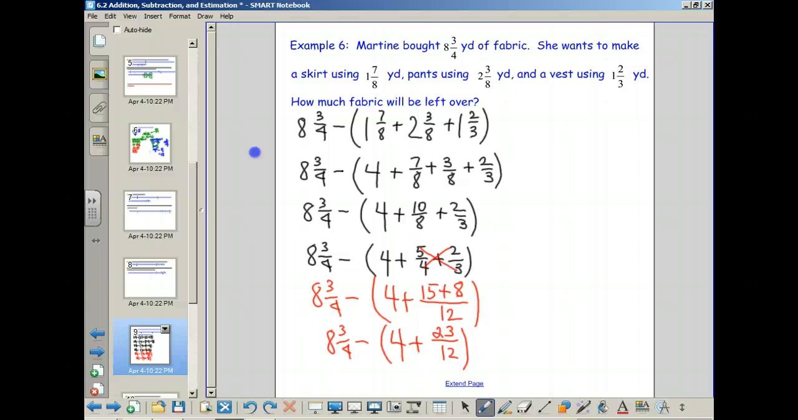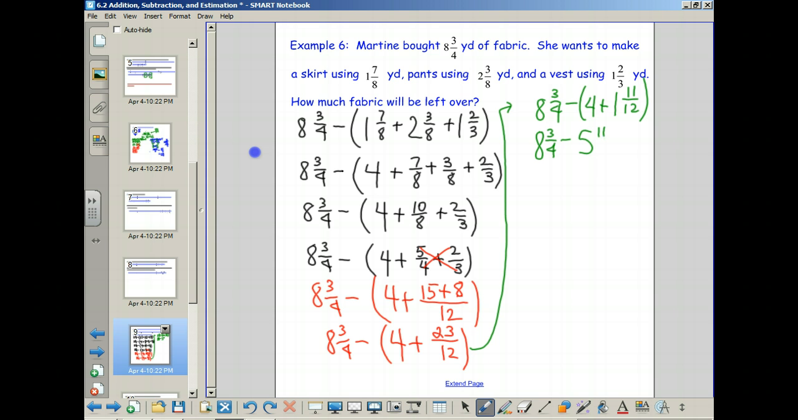I'm actually going to do this and come on back up here so that I'm not extending my screen any further. But I've got 8 3/4 minus 4 plus 1 and 11/12, which looks suspiciously like 5 and 11/12. Doesn't it?